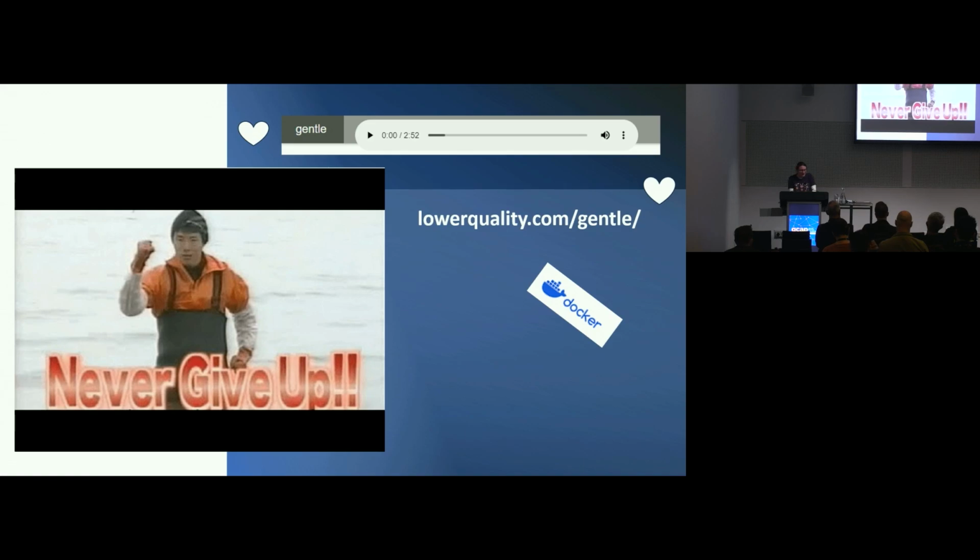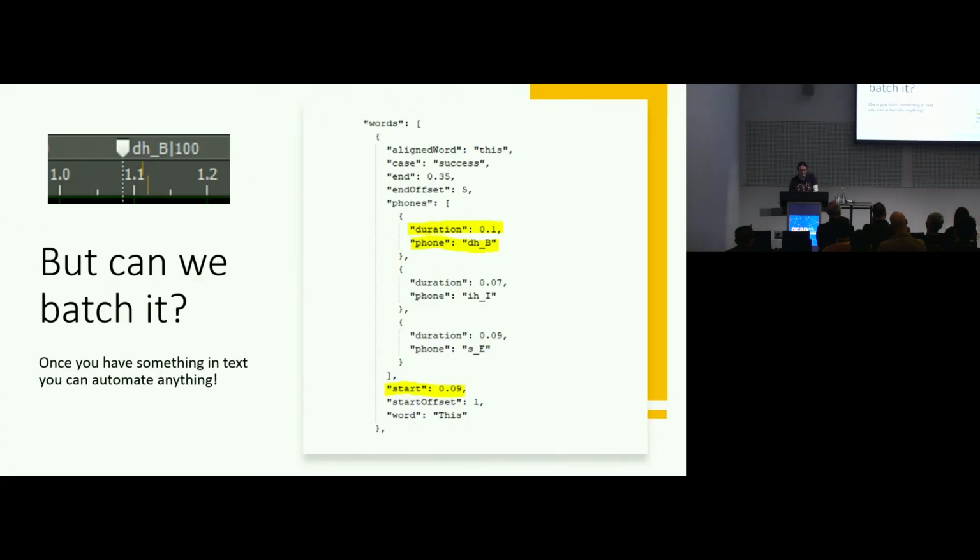So to run it, you need to either have a Linux or a Mac, or you can just run a Linux shell. We use Docker to get around that. It was only a little bit of a pain to set up, and then it was fine. When you feed Gentle a waveform and its corresponding text transcript, it will spit out something like this. And right there was everything we needed: a timestamp, a duration, the phoneme. And if you have a text file, you can automate anything.